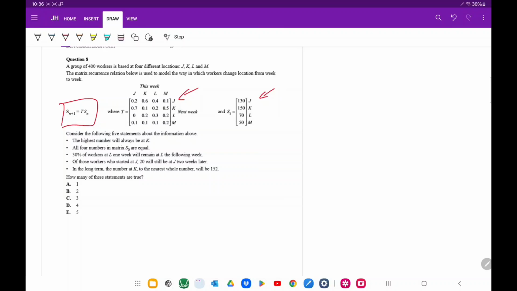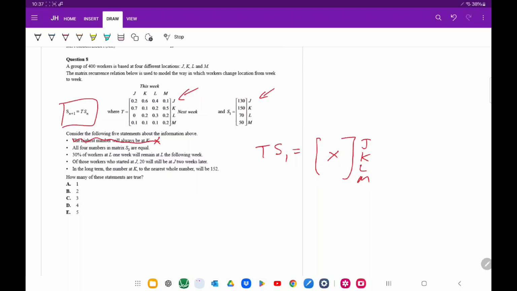The first one says the highest number will always be K. If we go through one transition of S1, we actually find that the highest value in this case, for J, K, L, and M, is not K. So in fact, that statement there is false.